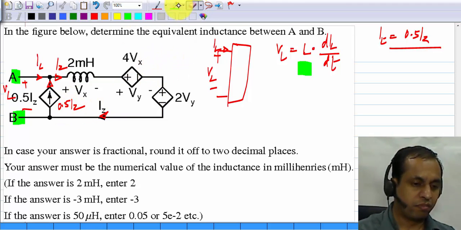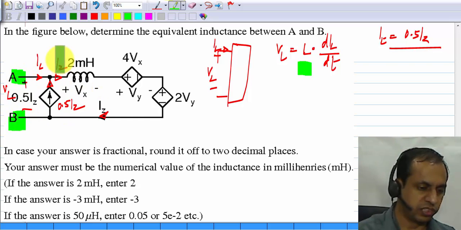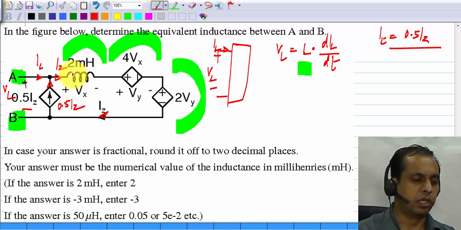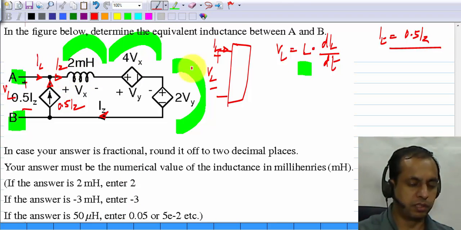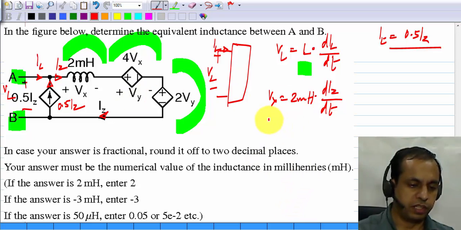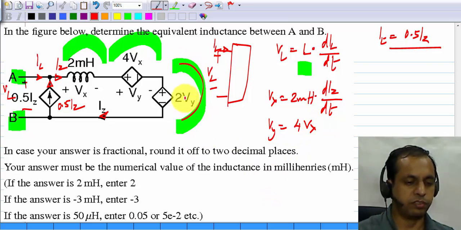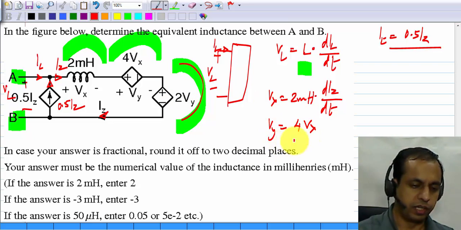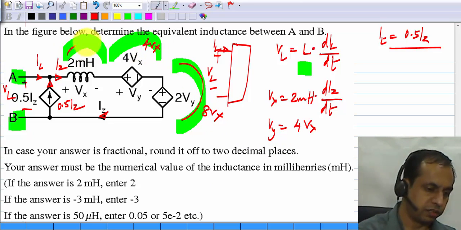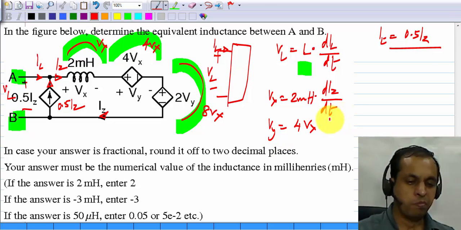Then the voltage between these two is the sum of the voltage across this and the voltage across that and the voltage across that. The voltage across the 2 millihenry inductance is nothing but, the current flowing through it is IZ, so this Vx equals 2 millihenry times diz by dt, and this Vy equals 4Vx, and the voltage across this is 2Vy, which is basically 8Vx. Okay, so we have 8Vx here, 4Vx there, and Vx there. So the total is 13Vx.